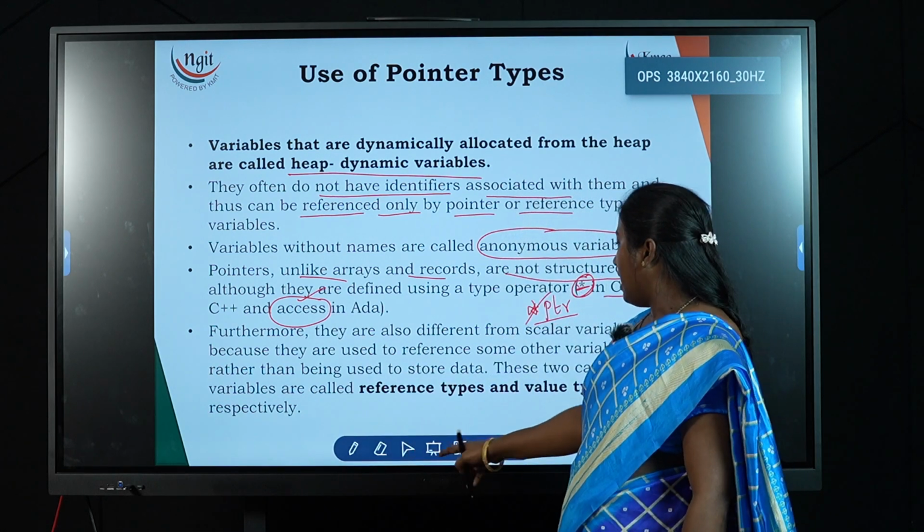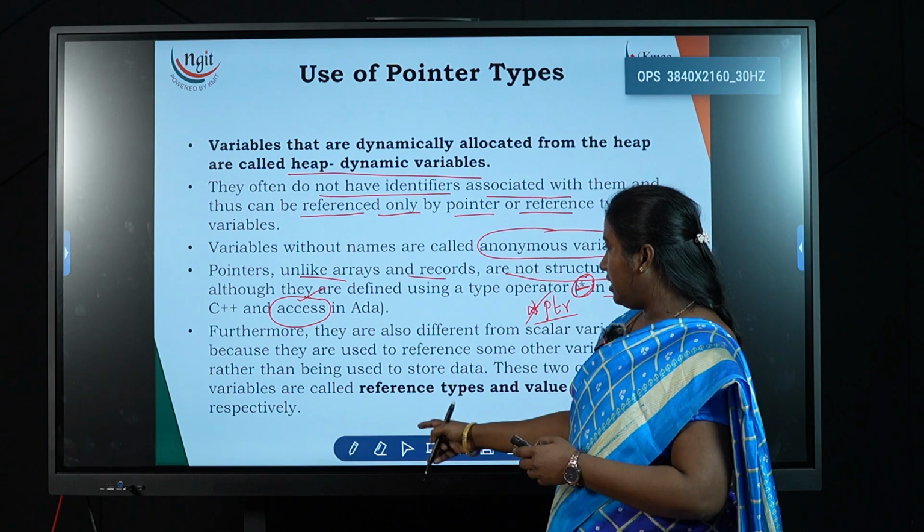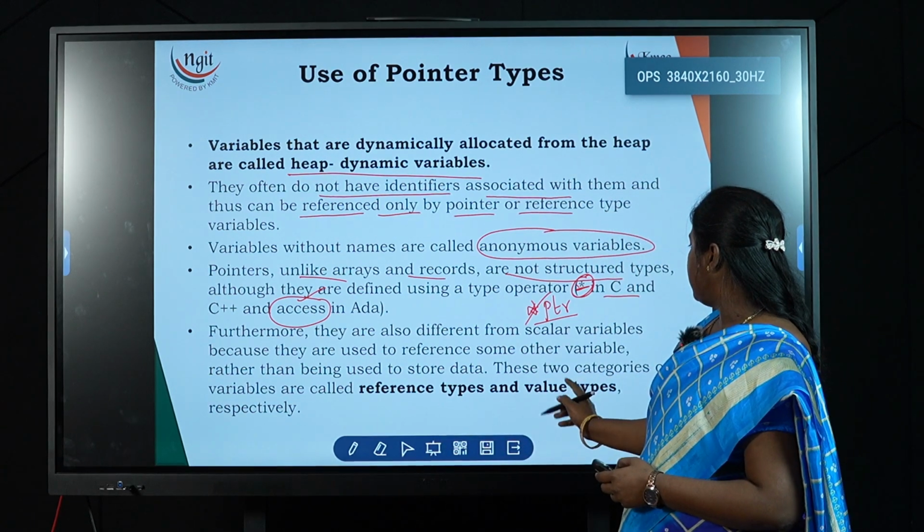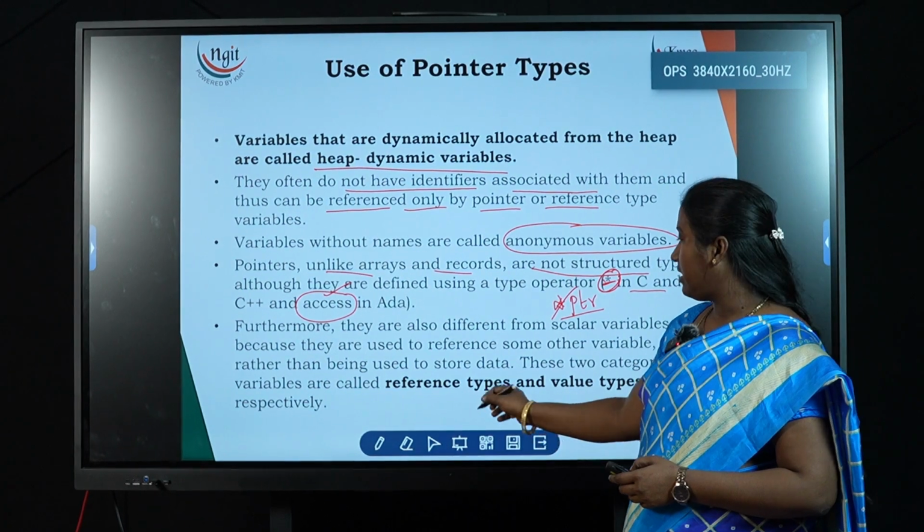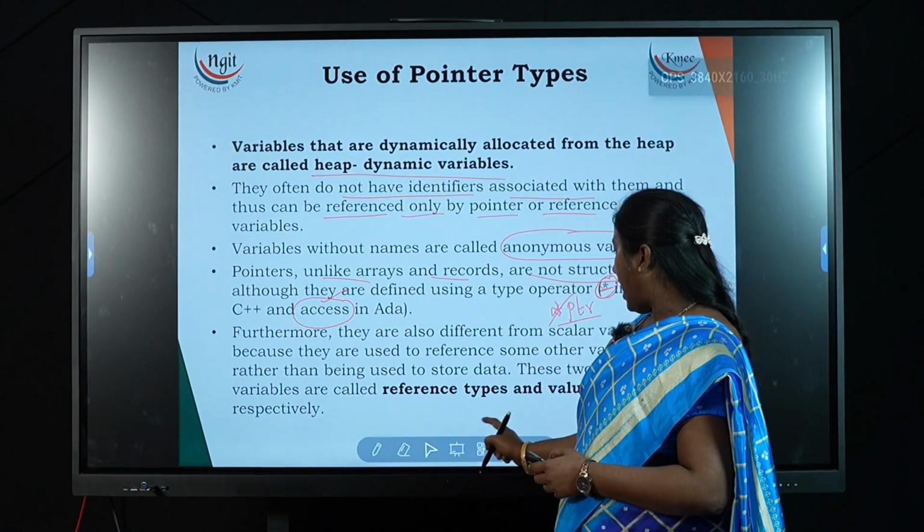Now we'll see about reference types and value types. There are two categories of variables, which are reference types and value types.